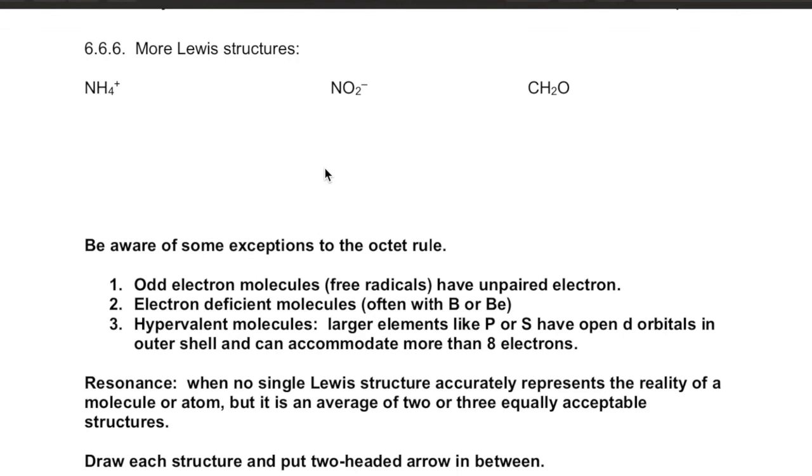Okay, let's try a couple more Lewis structures. Some of these are ions, so we'll have to take that into account when we count the total number of valence electrons. Let's do that first. Count the total number of valence electrons that should be in each of these structures. Go ahead and pause it, and try to come up with a total number before you watch more of the video.